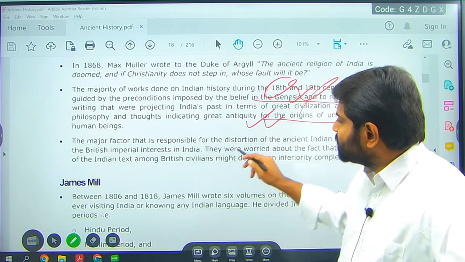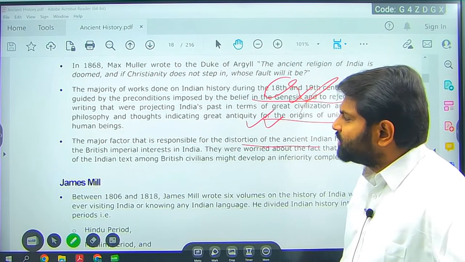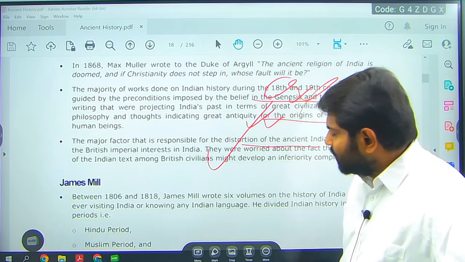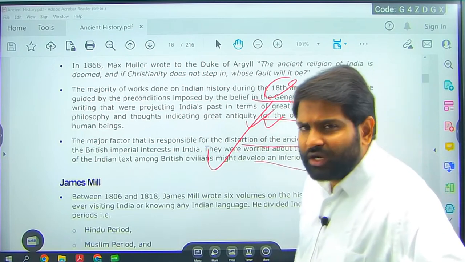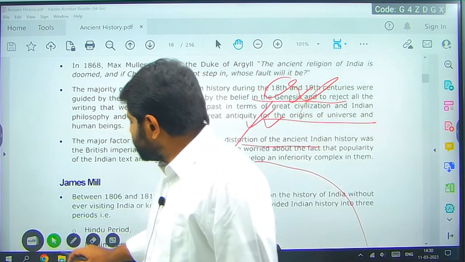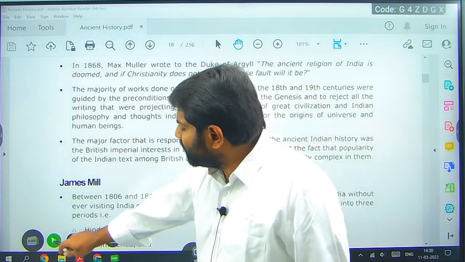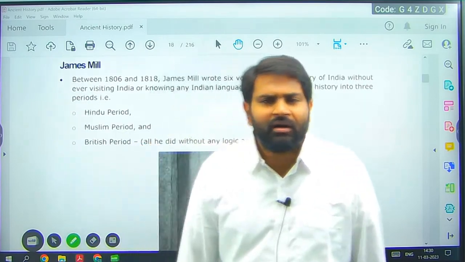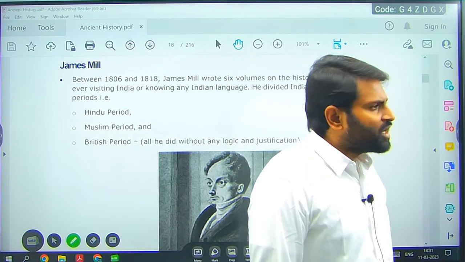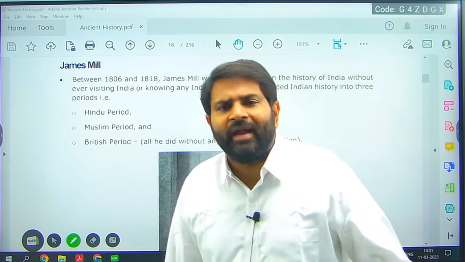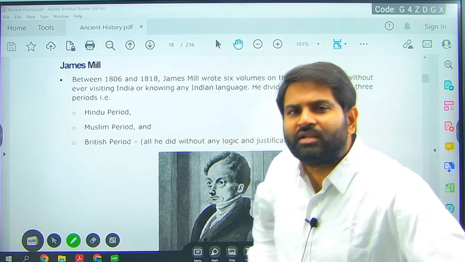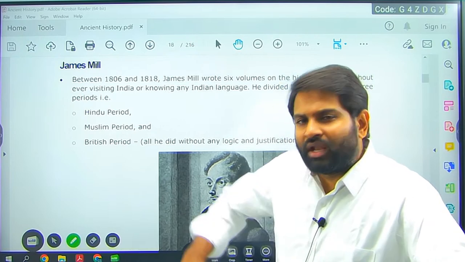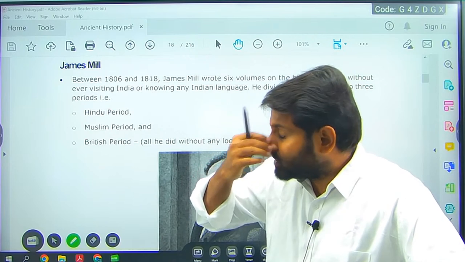The major factor responsible for the distortion of ancient Indian history was British imperial interest. As I said, British imperial interest and British religious interest were dominating all those things. Because of which they tried to develop an inferiority complex in the minds of Indian people so that they would become weak and lose their confidence. They started believing that Christianity and British imperial interest would settle the future of India. But unfortunately, they had to go back when our freedom fighters took up non-violent struggle.